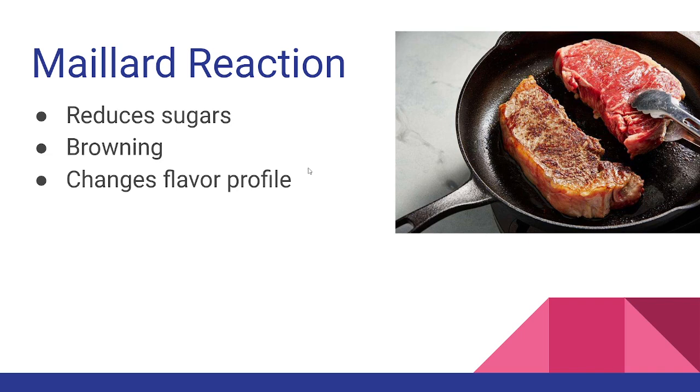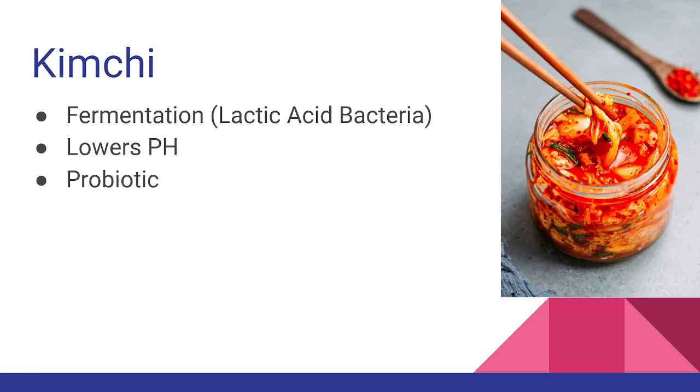The Maillard reaction is super common and it can be applied to meats, breads, and a whole bunch of different things that you cook. It basically is when the sugars are reduced in the product that you are cooking, which gives it a much different texture and color and makes it look more brown and crispy. This significantly changes the flavor profile and gives it an amazing texture when you bite into it.